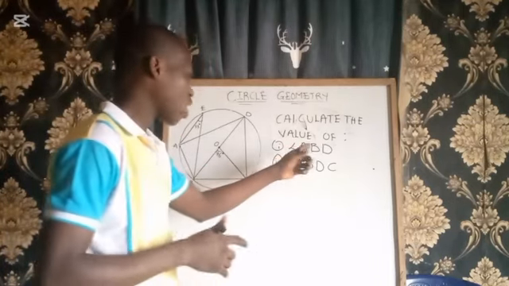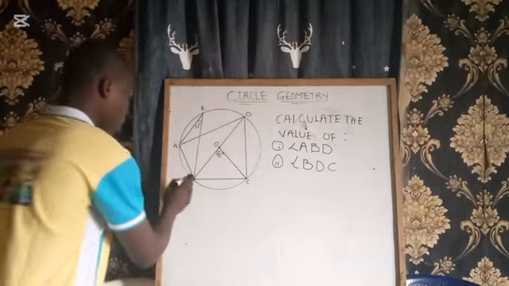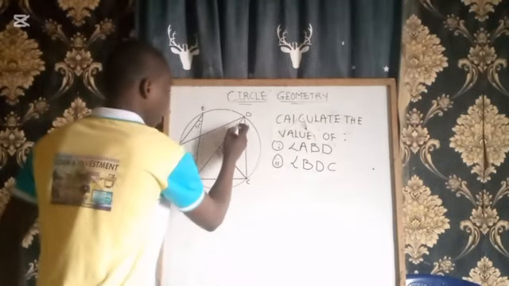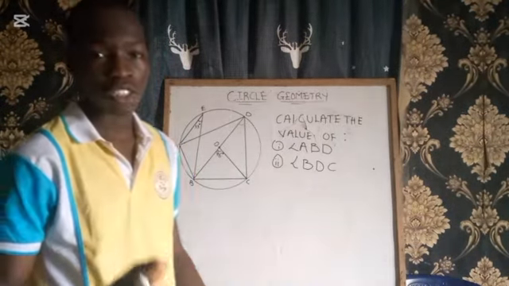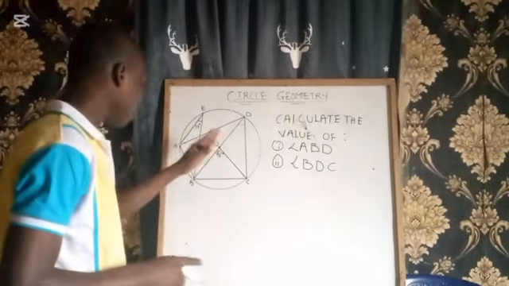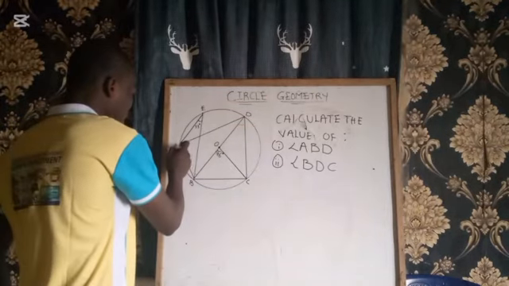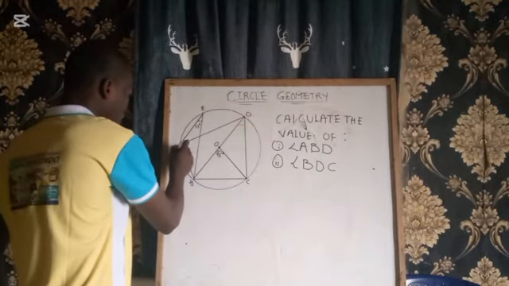We are asked to look for the angle ABD, which is this angle here, and also angle BDC, which is this angle here. Now, how do you go about this? Firstly, when you look at the diagram carefully, what you first examine is that this is a triangle and here it forms a 90 degree.